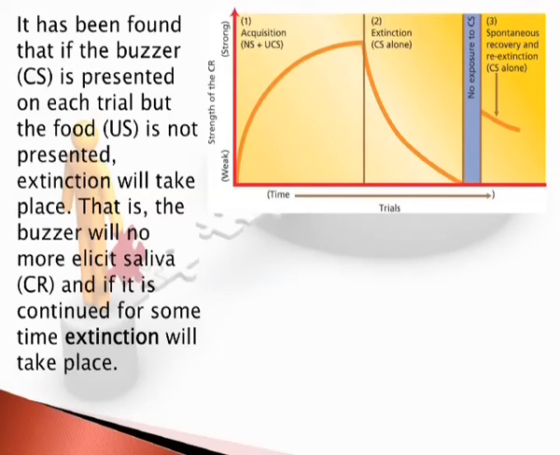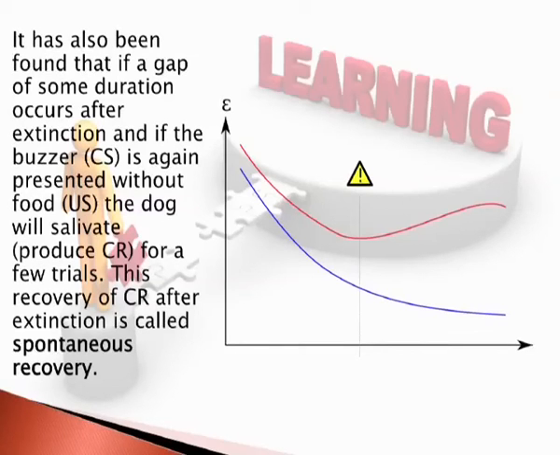That is, the buzzer will no more elicit saliva, and if it is continued for some time, extinction will take place. It has also been found that if a gap occurs after extinction and if the buzzer, CS, is again presented without food, US, the dog will salivate, producing CR for a few trials. This recovery of CR after extinction is called spontaneous recovery.